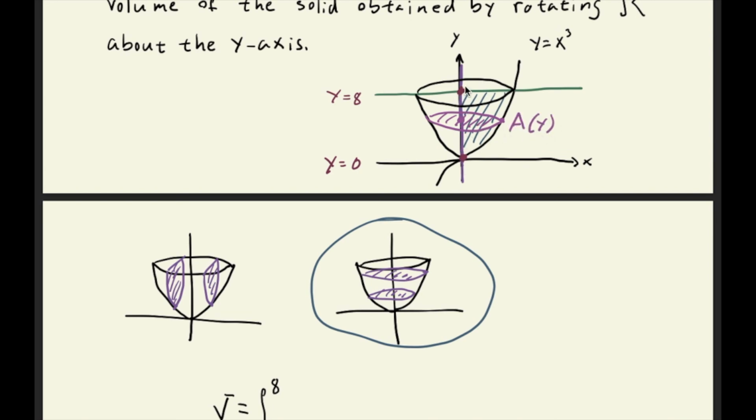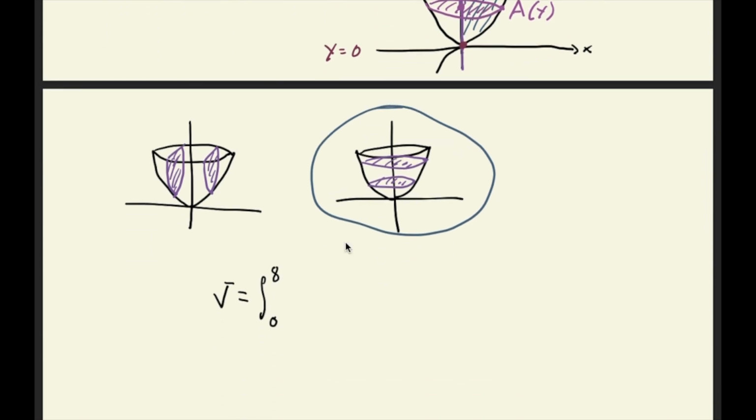Because it depends on what y coordinate you fixed. Every y coordinate will give you a different cross section. You want the area of that cross section. The volume is going to be the integral of A(y) dy.